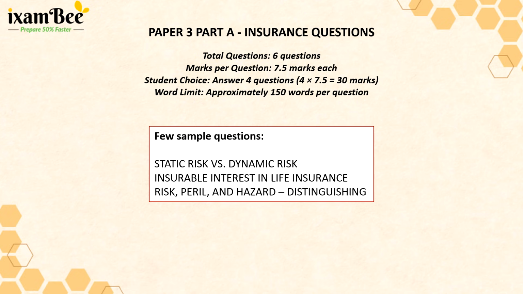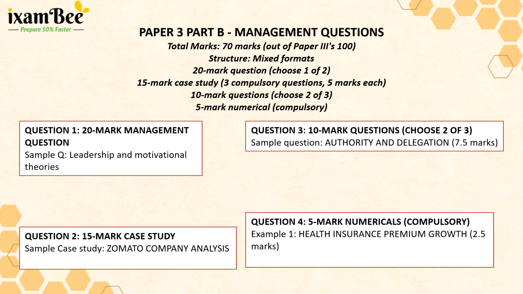Now, what this means is that you have a choice here. Out of 6 insurance questions, you can select 4 that you're most confident about. These require a clear understanding of insurance principles and concepts. Next, paper 3 has a second section, which is the management section. This section is 70 marks total, split across different question types.